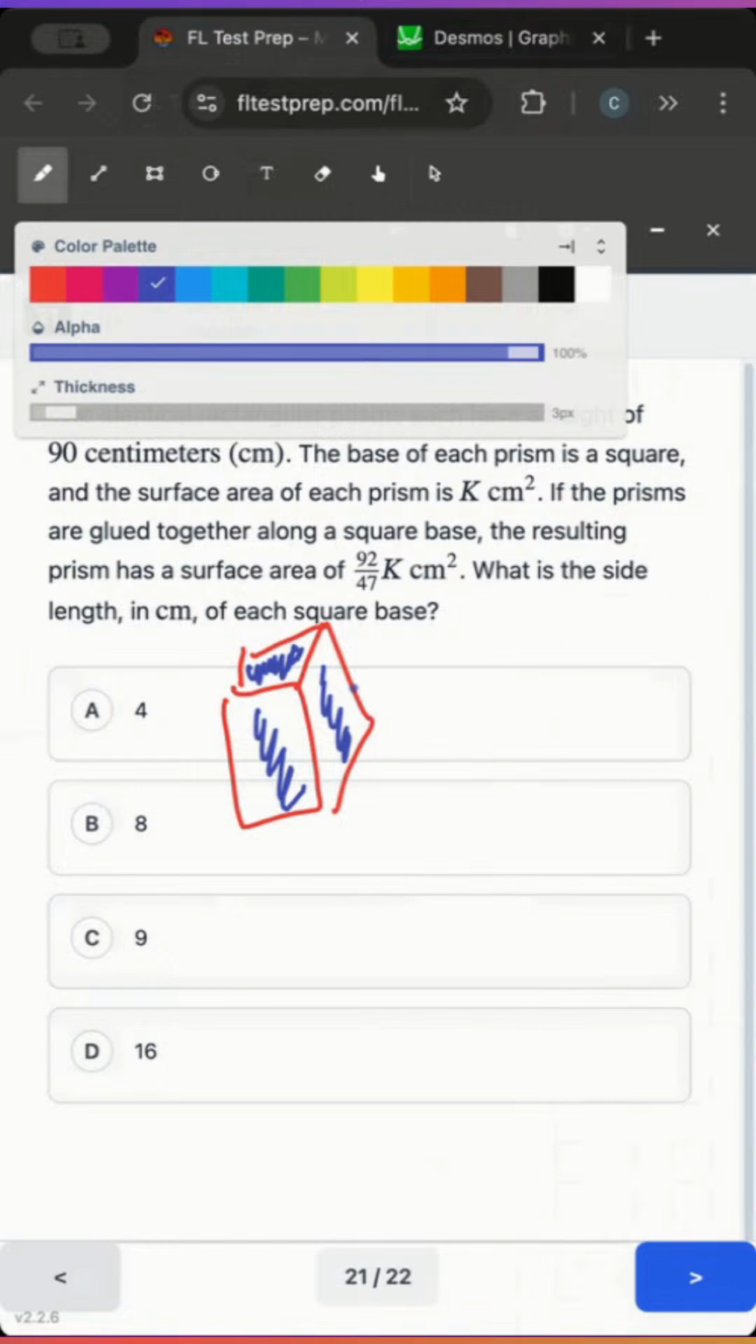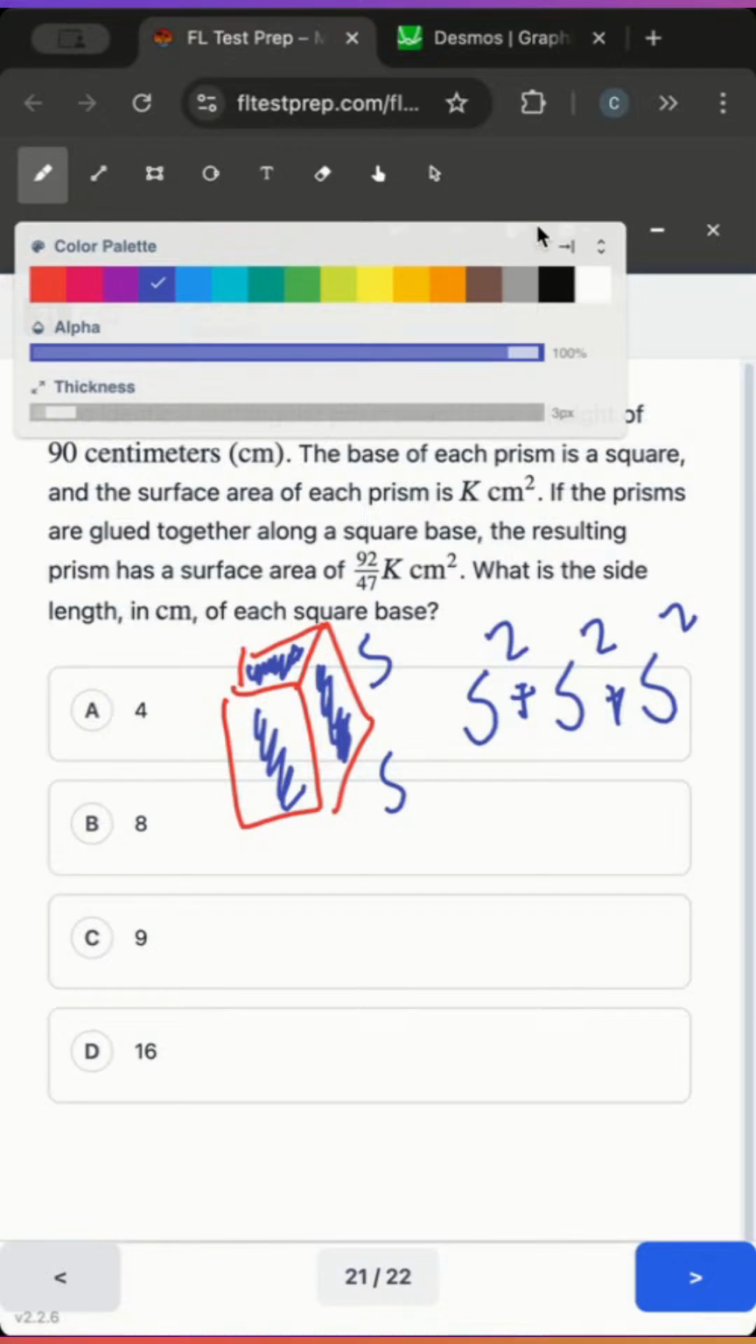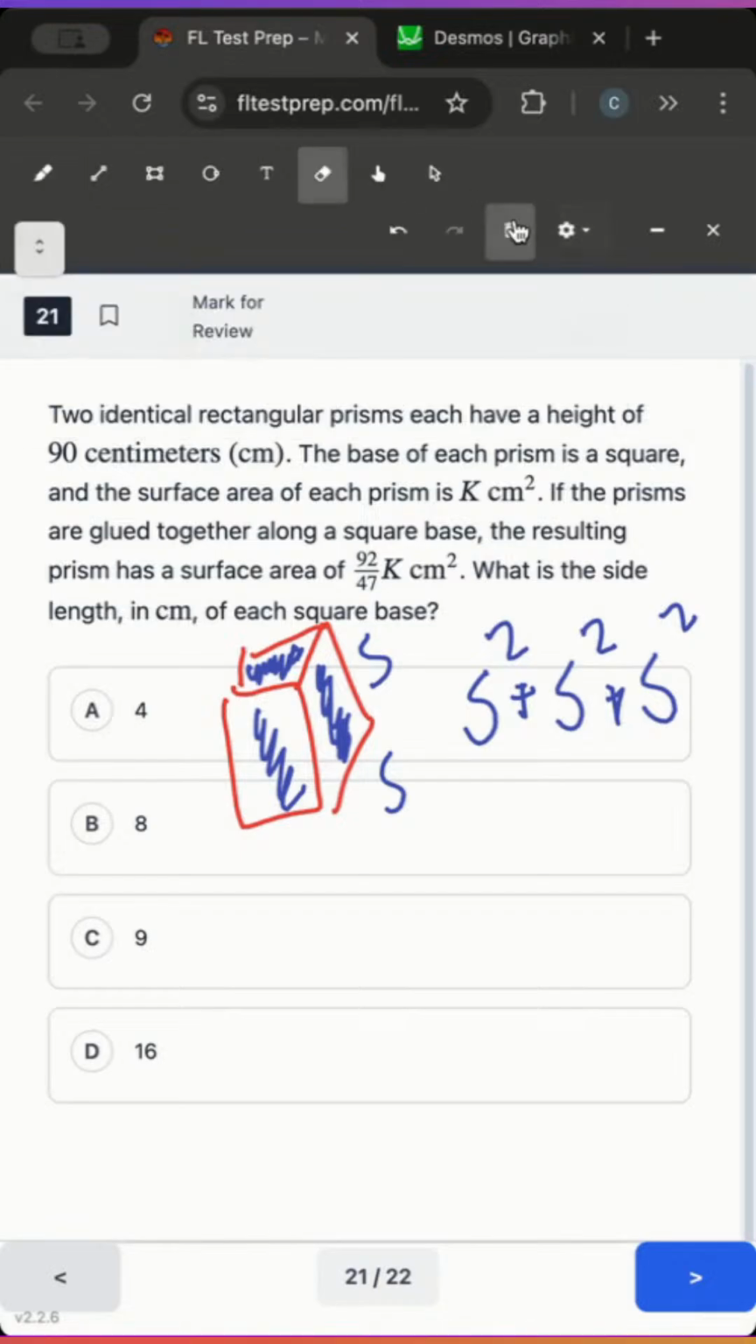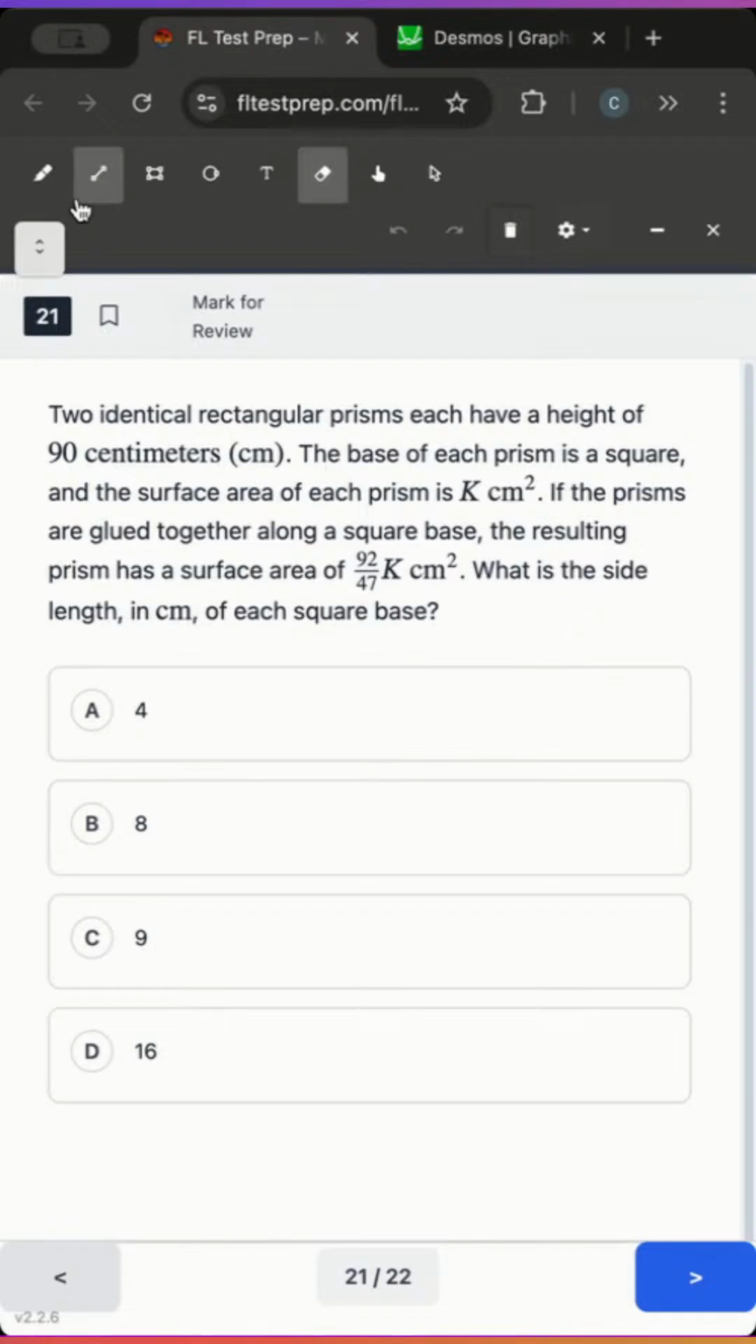If it was a cube, it would be side times side, so side squared would be the area, and you would do that 6 times, 1 time for each of the faces. That's how you solve for surface area. And I need to do it on this rectangular prism, which is a little trickier.